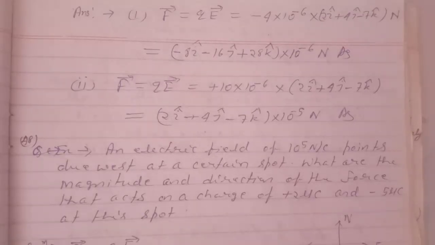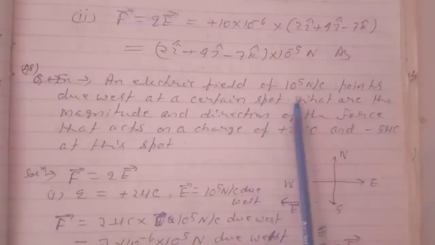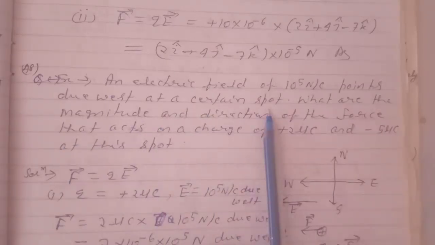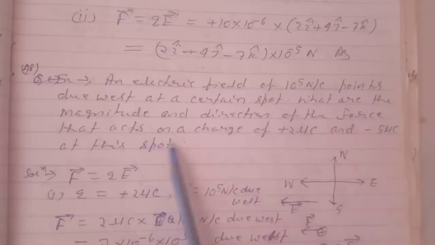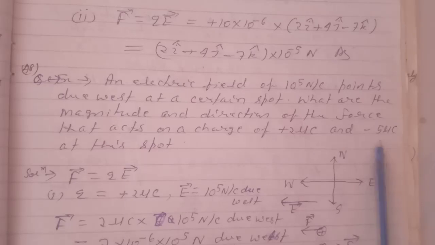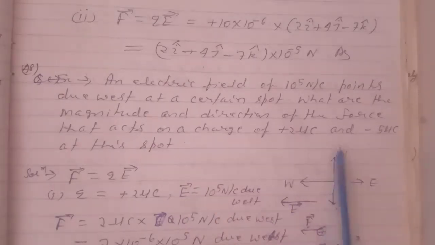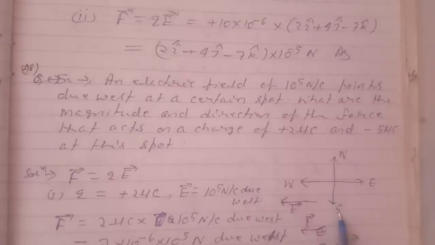Next, an electric field of 10 to the power 5 Newton per coulomb points due west at a certain spot. What are the magnitude and direction of the force that acts on a charge of plus 2 microcoulomb and minus 5 microcoulomb at this spot? Because we know that directions are shown like this: this direction is eastward, this is westward, this is northward, and this is southward.